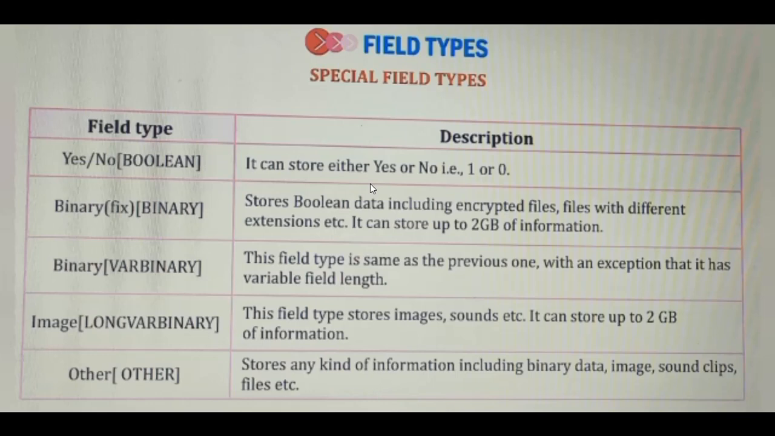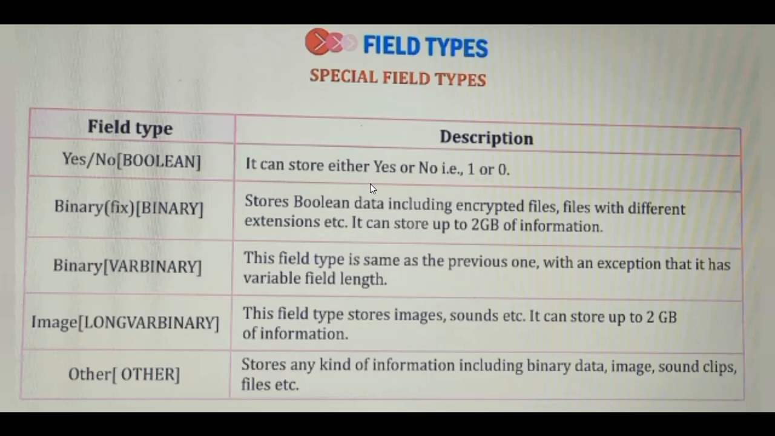Then we have binary fix, which stores up to 2 GB of information. Then binary where, that is the same as the previous one, binary fix, with an exception that it has variable field length. We can vary the field length in binary where. Then image, we can store images up to 2 GB of information. And the last one is other, which includes either binary data, or it may contain image, or it may contain sound clips or other files. So students, these are the field types we can use in our table while entering the data.